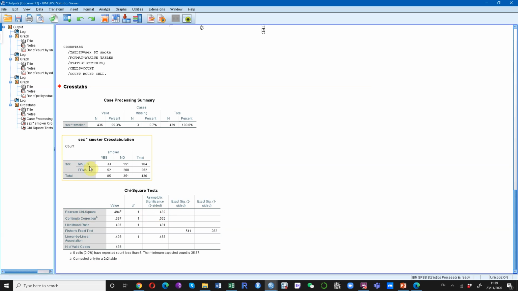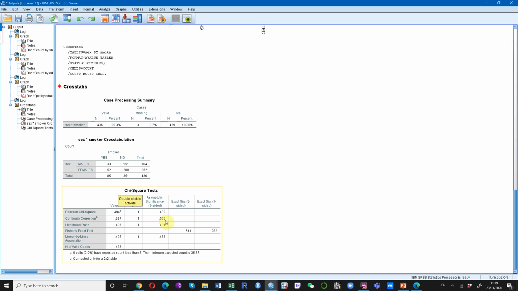But a 2x2, that is 2 category dependent and 2 category independent, is a special case which is denoted by this B here, computed only for 2x2. So if it's 2x2, then you read this number instead of this number. You read this continuity correction number. So I read this number. Now the p-value is actually 0.562.